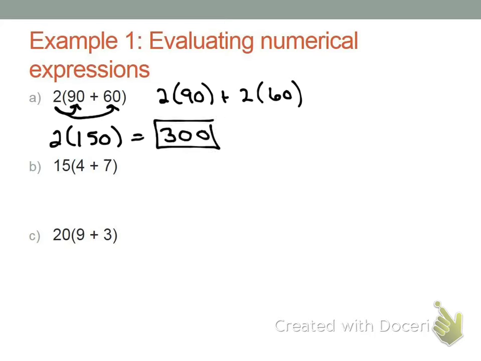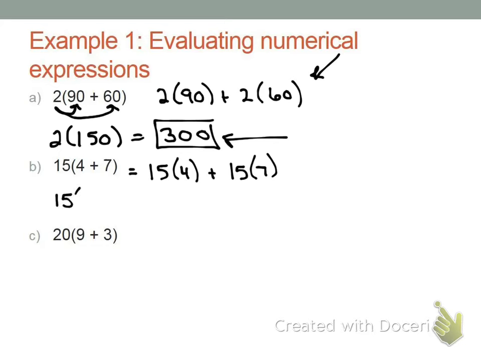Each one of these will have two answers. The first one is your equivalent expression. The second one is your evaluation. Okay, those are two answers. I want you to try B now. Give me an equivalent expression and then tell me what the answer is. Okay, evaluate it. Anybody want to tell me the equivalent expression? What is it, Jonadab? 15 times 4 plus 15 times 7. Very good. Does it matter which way you solve? Nope. 15 times 11 gives me 165.